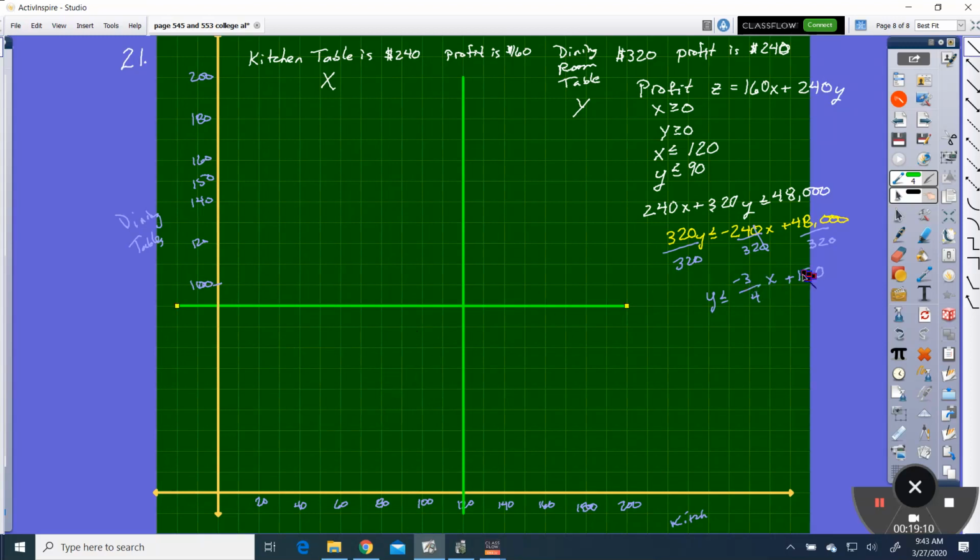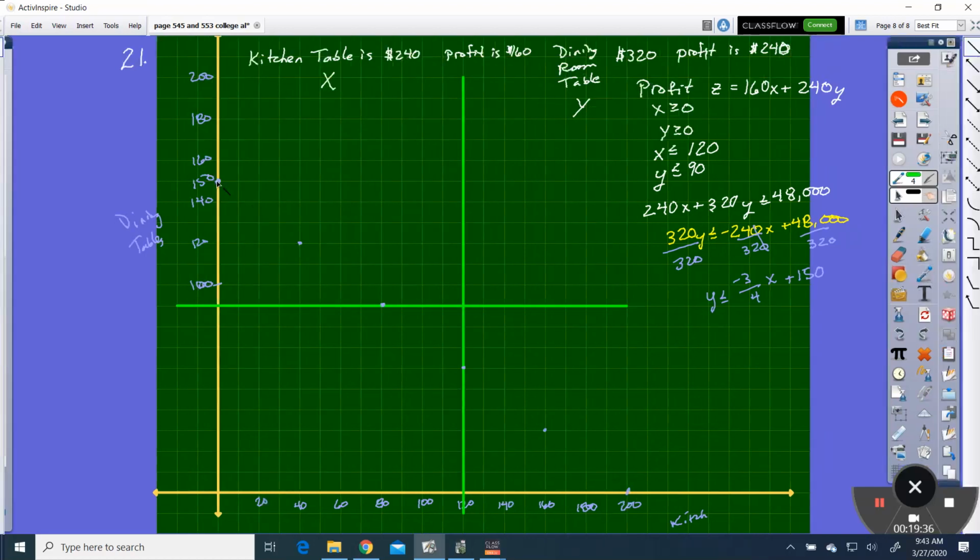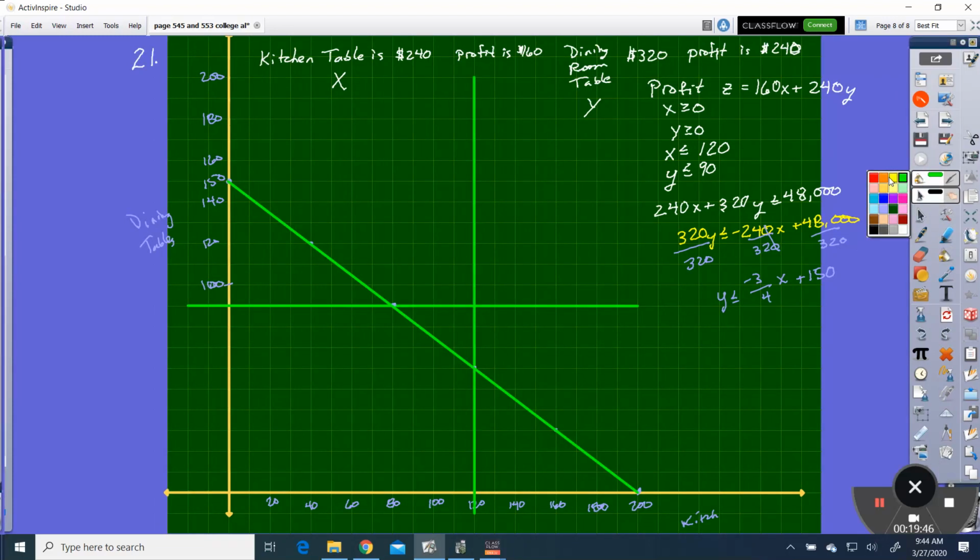And now negative 3/4 x plus 150. So I start up here at 150. I go down 3 over 4, down 3 over 4, down 3 over 4, down 3 over 4, down 3 and over 4. Okay, and it's less than that, so I'm just looking inside this region right now. So I'm really just looking inside of here.